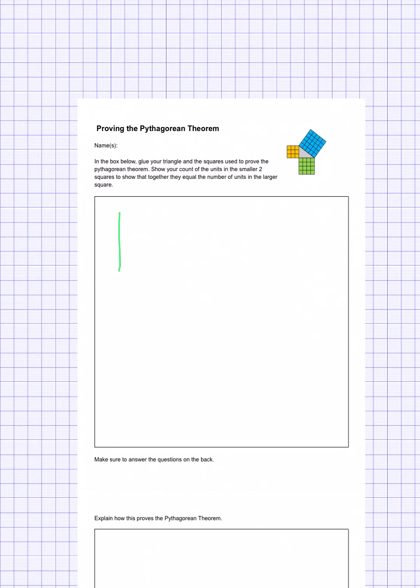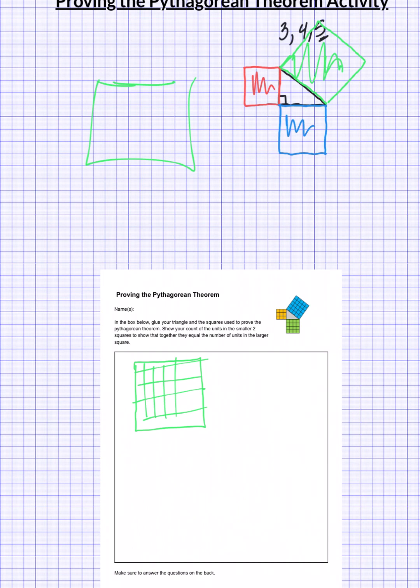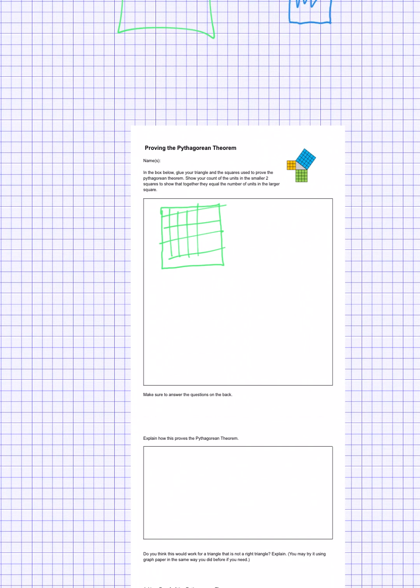So I'll cut that. The green one was my biggest square, so I will glue my biggest square down first. And you'll be able to see all these boxes in here. And then I'm going to glue on top my next biggest one, so that's my blue one. So right on top of that, I'm going to glue my blue one. So that might look like this. And then I've got space around the edges.